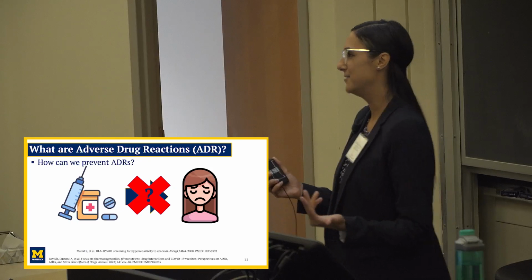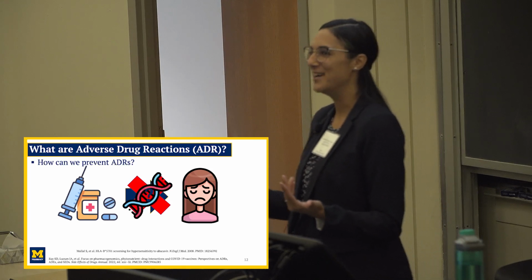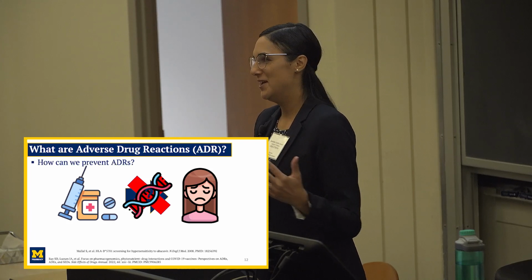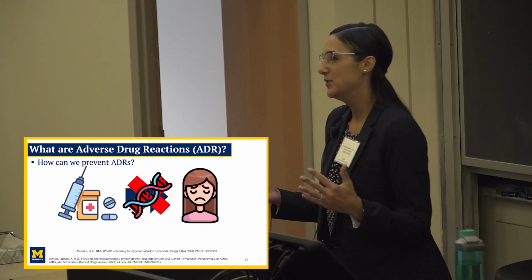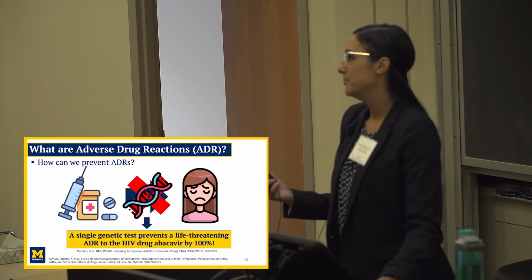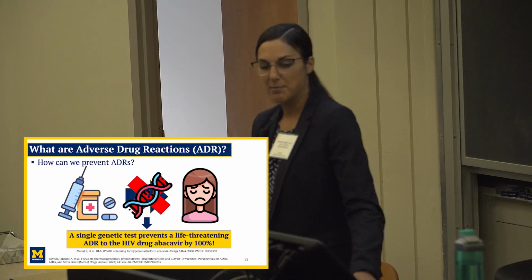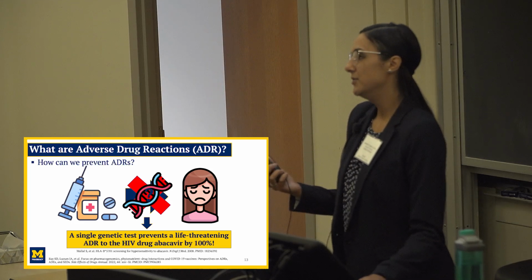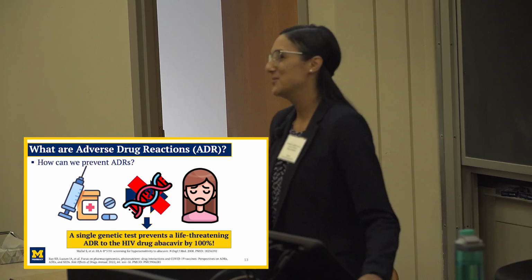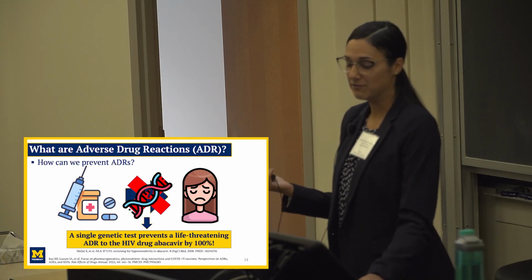How can we prevent adverse drug reactions? Well, I'm preaching to the choir here, because genetics is one of the ways that we can prevent them. Our best and most successful example in the field of pharmacogenetics is probably the HIV drug abacavir. Abacavir causes a life-threatening hypersensitivity reaction, and it was found that a single genetic test for an HLA variant can prevent that life-threatening adverse drug reaction by 100%. Rarely do we have anything in medicine that works 100% of the time. This was published in the New England Journal of Medicine several years ago.